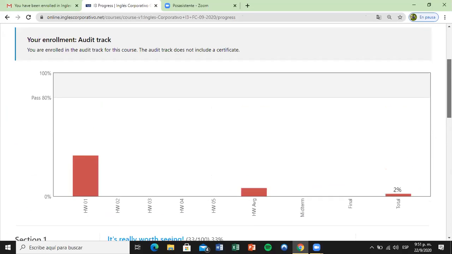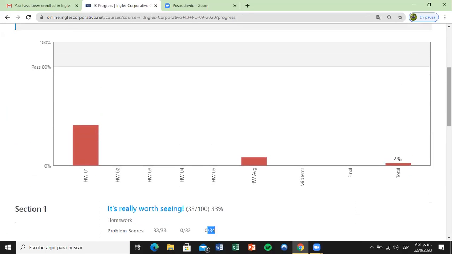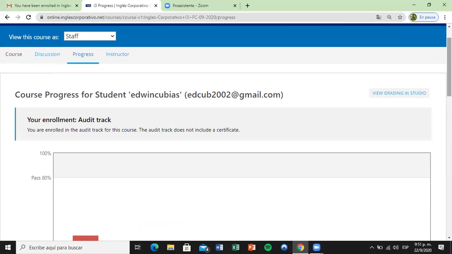So always there, we can check. And how does this help? Because here we begin to see the average, and here, this is 2 points. I need minimum 80 points to pass, but that exercise was 2 points. And little by little, we continue.